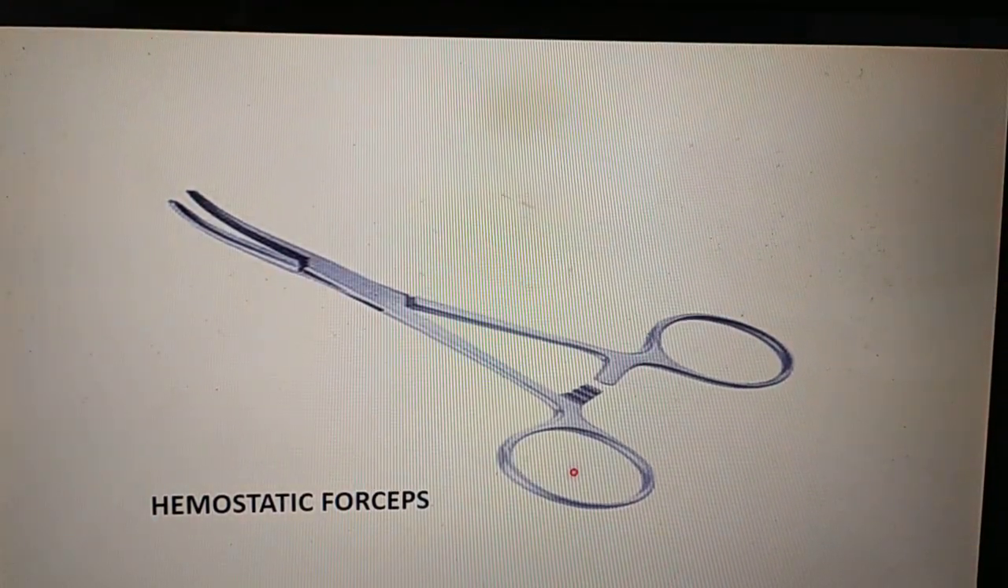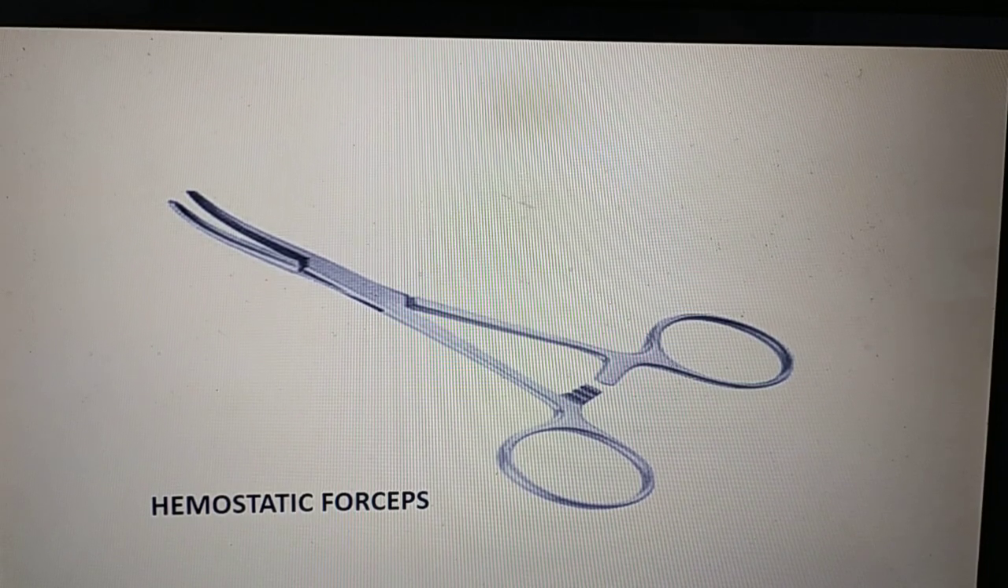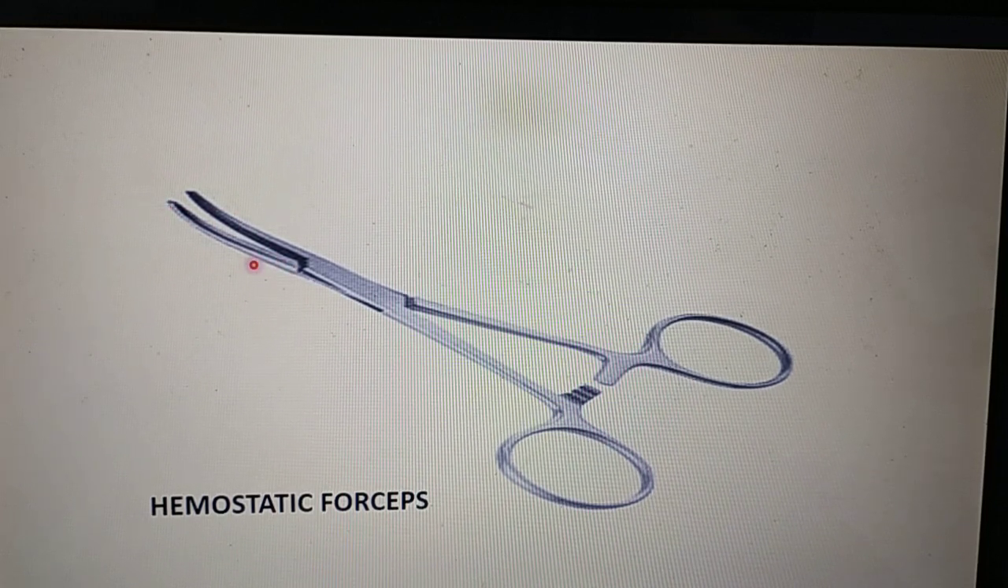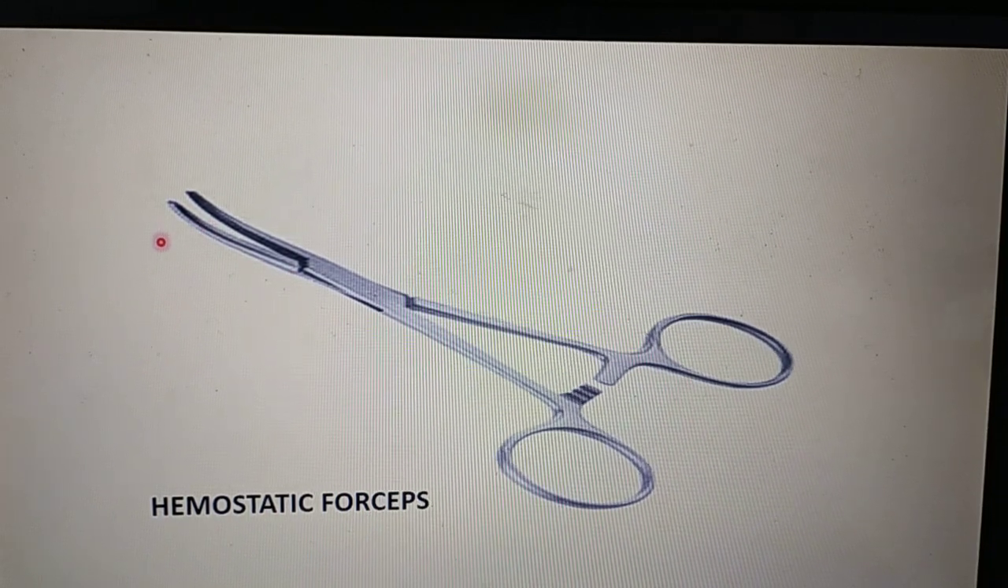Next, this is hemostatic forceps or artery forceps. Uses of hemostatic forceps. Before that, how will you differentiate it from a needle holder? The hemostatic forceps are a lighter instrument. The blades are longer compared to needle holder, there are transverse serrations in the blades, and there is absence of longitudinal groove.